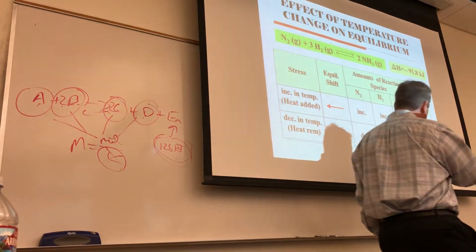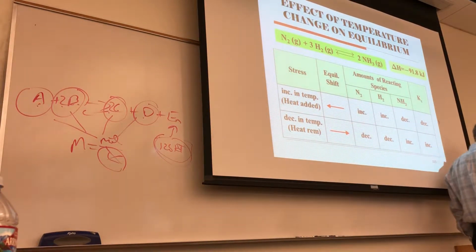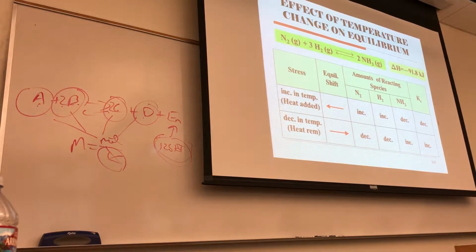Okay, so where is delta H here in the equation? Is it on the right side or left side? That's the first thing you need to identify. Lowering pressure. It's on the right side because it's negative, and that means it's exothermic. It's on the right side.